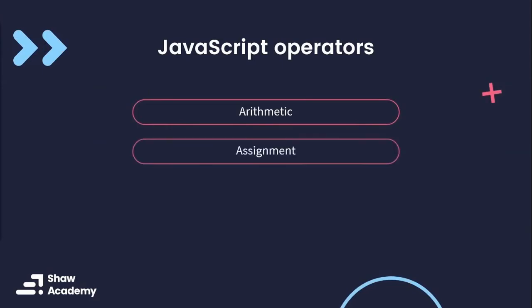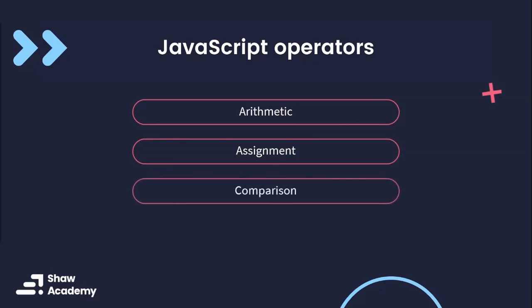We also have assignment operators, and these are used to assign values to JavaScript variables. Now, we have been working with the most basic and the most common one, where we essentially just set a value with either a string or even a number data type.